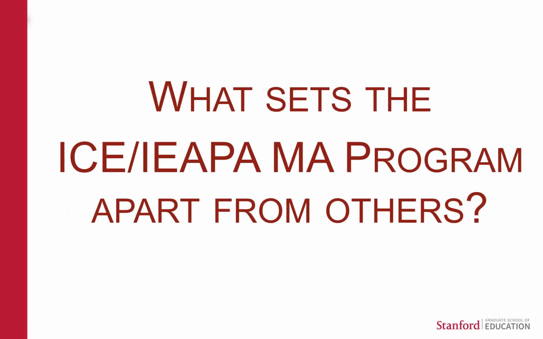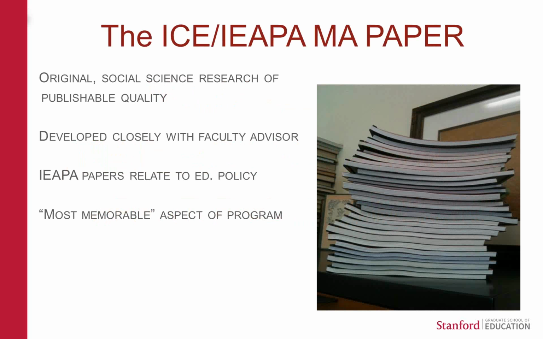What sets the ICE and IEAPA master's programs apart from others in the GSE and from programs at other universities? First and foremost is the master's paper, a requirement for the program. The process of writing this paper provides students with unparalleled research training. The paper stems from an original topic of the student's choosing. It is based in a social science discipline, such as anthropology, economics, political science, or sociology. The process allows students to work closely with a range of resources, especially the faculty advisors. Those in the IEAPA program write papers relevant to current issues in educational policy.